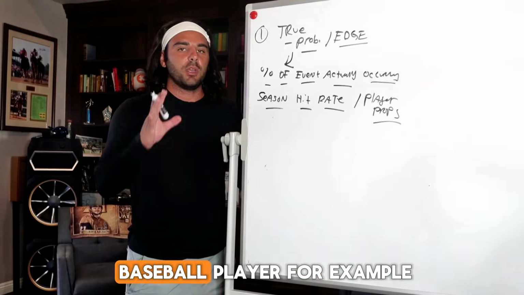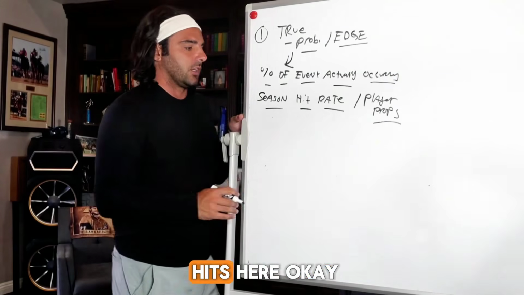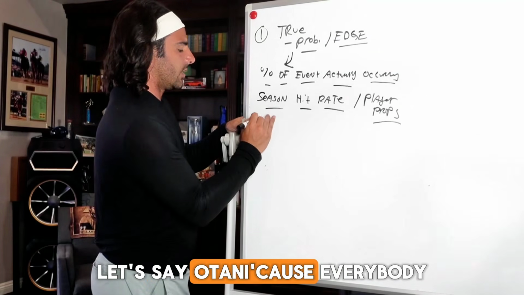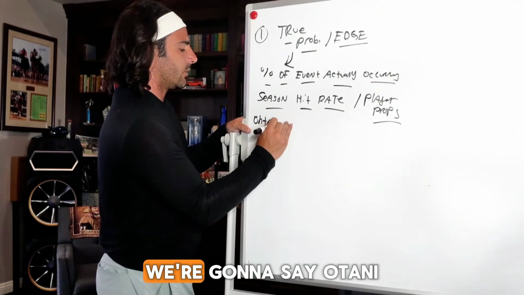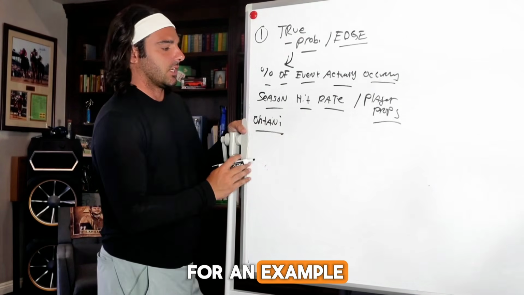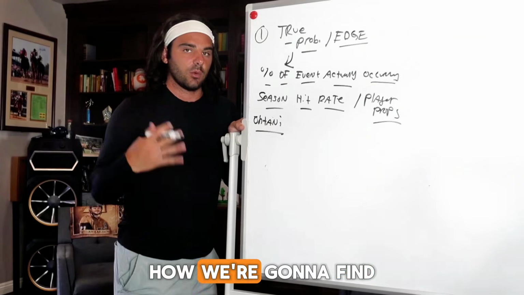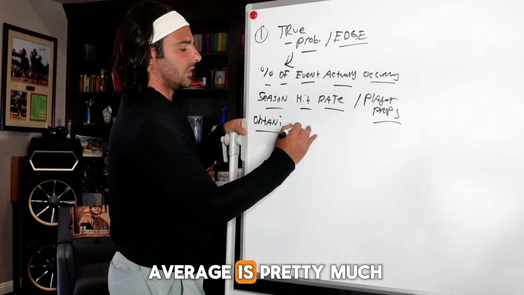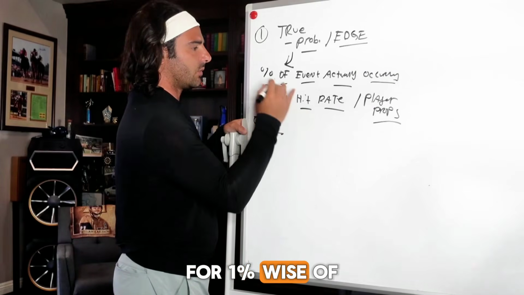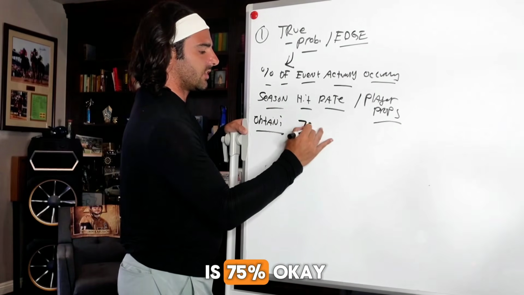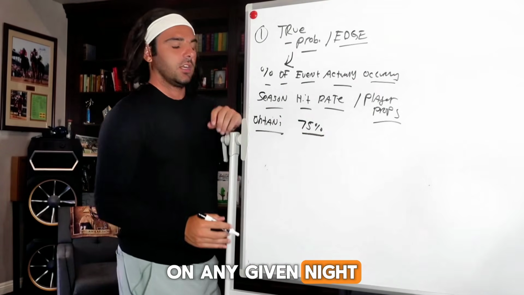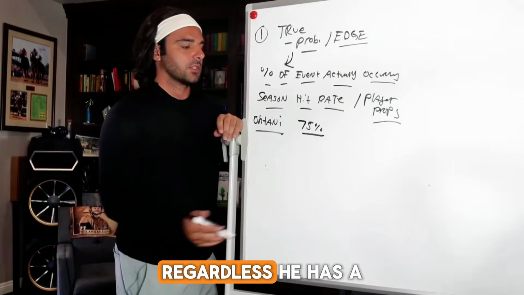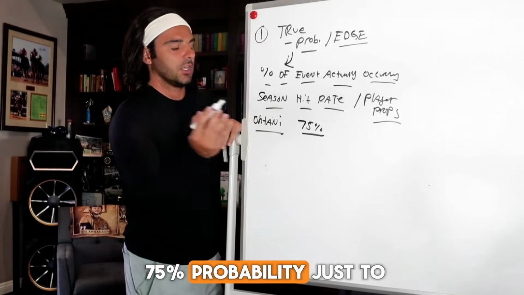So let's use a baseball player, for example. We're going to look at hits here, okay? Let's say Ohtani, because everybody loves Ohtani, right? How are we going to find the true probability for him to get a hit? Let's say his season average, percent-wise, of him getting a hit is 75%, okay? On any given night, regardless of who's pitching, he has a 75% probability just to get a hit.